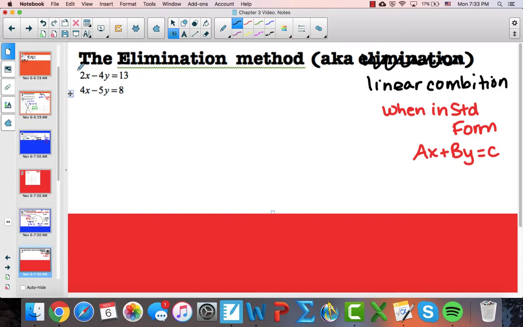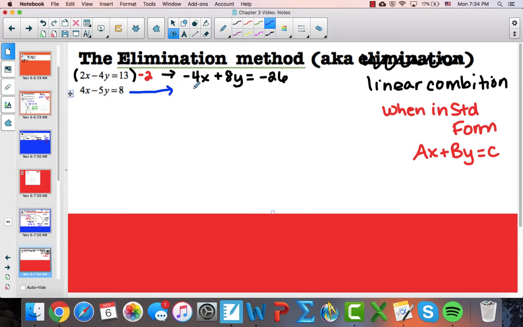It's very easy for me to change this entire equation and make that 2x a negative 4x by multiplying the whole equation by a negative 2. All right, and so I'm going to rewrite that. I'm going to multiply the entire equation by negative 2, and I'm going to get negative 4x plus 8y equals negative 26. So I just made the equation bigger by multiplying by negative 2.